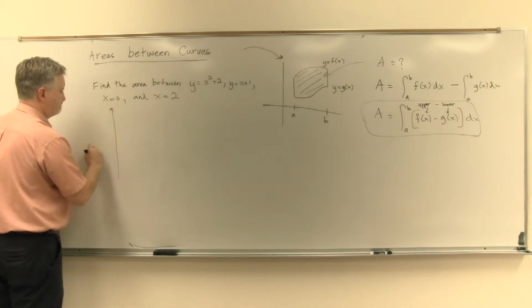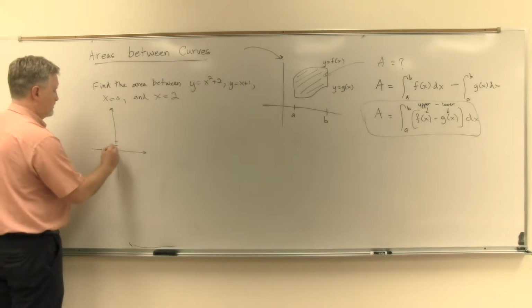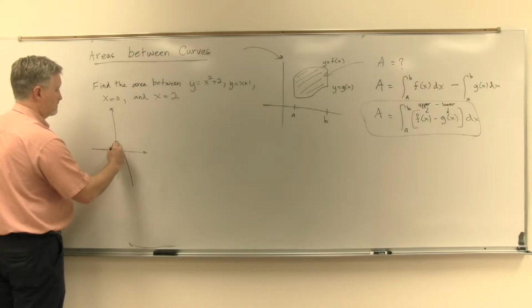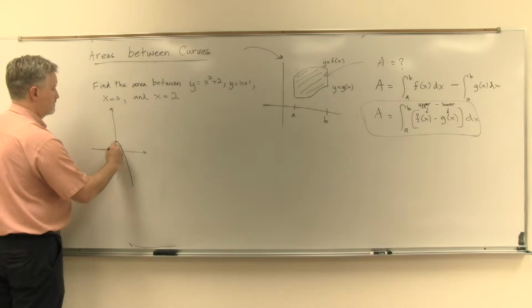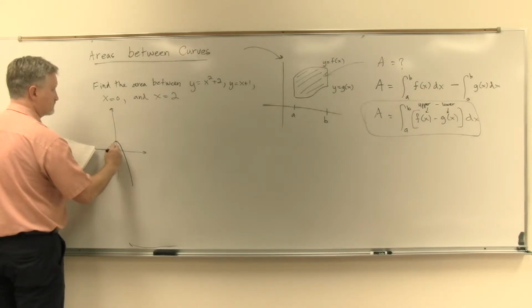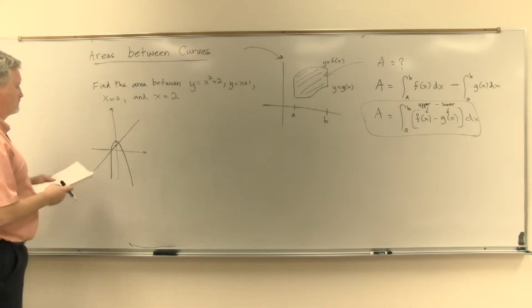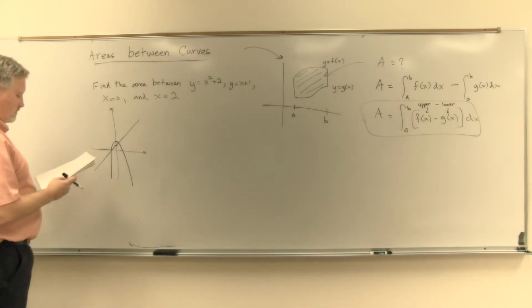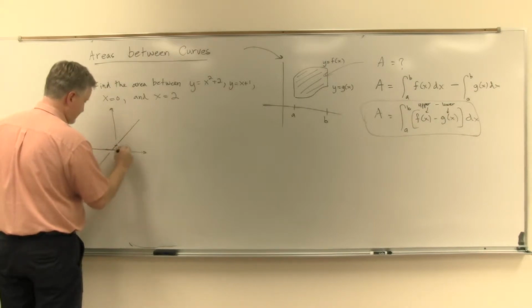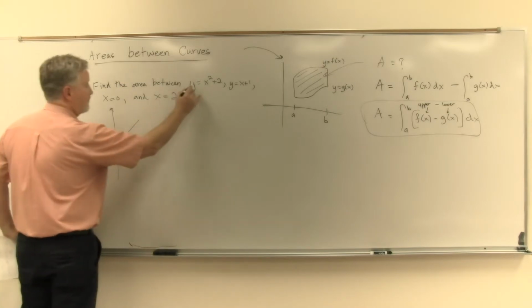So let's start by graphing here. y equals x squared plus 2, and that's going to be this. y equals x plus 1 looks like this. Thinking this was a little more complicated than I wanted, the first one anyway. We can do the one I had graphed, but that is not the point. y equals x squared plus 2 looks like this.